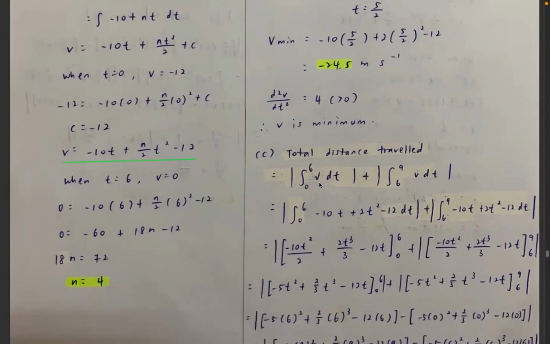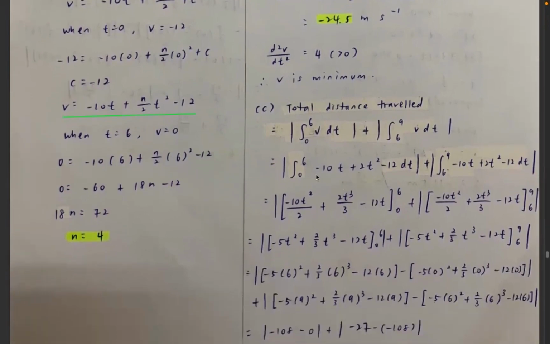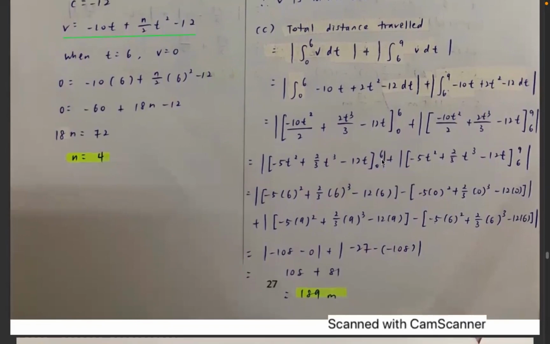Okay, so we substitute the velocity function here. And then let's do integration. Since this is a definite integral because there are numbers here, there is no plus c in the bracket. After I simplify, we do substitution. So 6 substituted into the equation, minus 0 substituted into the equation, plus the modulus. So I still put modulus, 9 sub into the equation, minus 6 sub into the equation. So I have the answer 189 meters in the end.